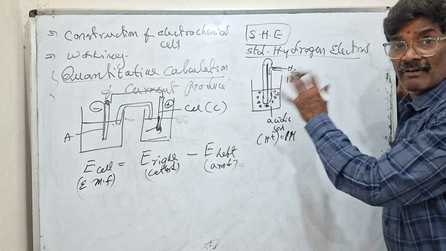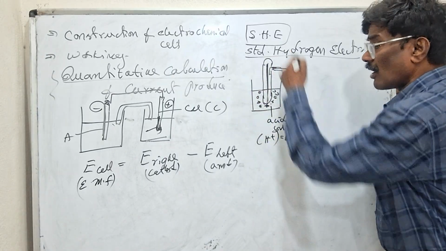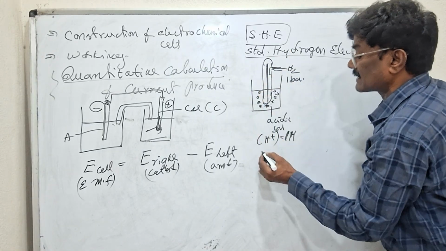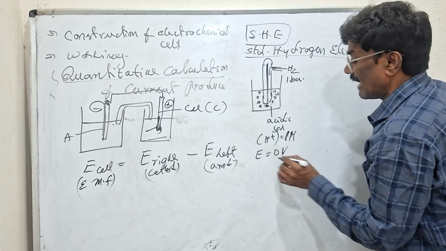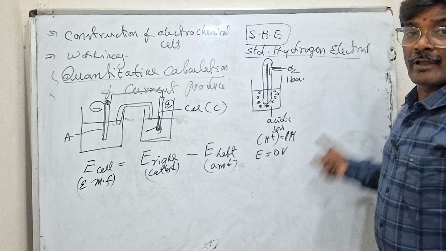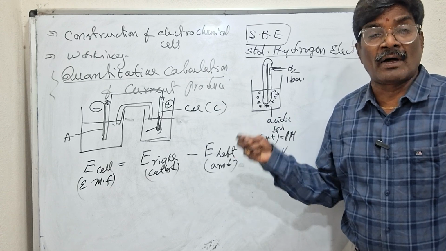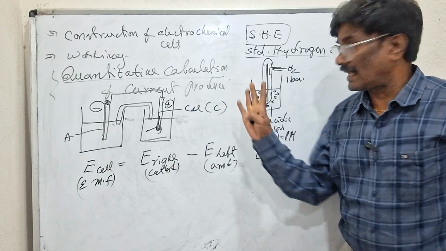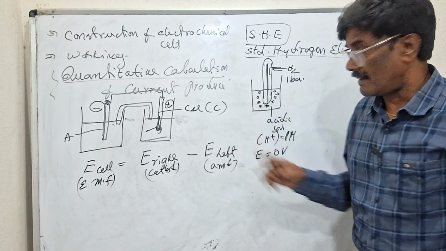It works at all temperatures; we can take it at any temperature. But what is the important thing about this? Its E value is always equal to 0 volts. Taking this advantage, we are able to calculate the standard electrode potential of any other electrode. This is a reference, also called the reference electrode.